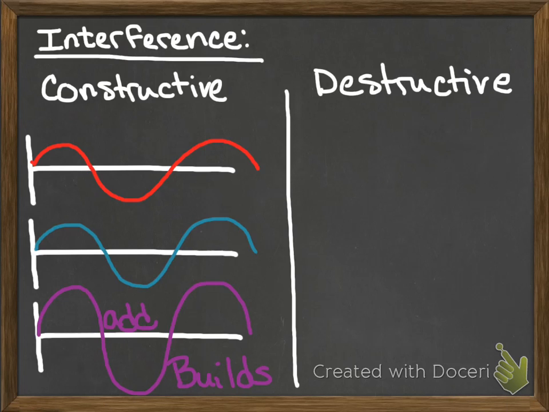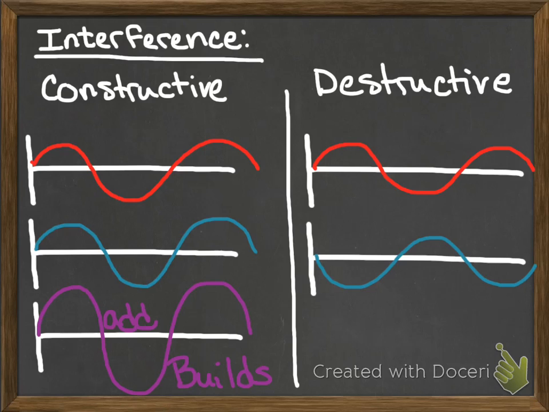Destructive interference is the opposite. If I have that same red wave, but now I have an opposite blue wave, what's going to happen when I add those together? The answer is they're going to cancel each other out. So you subtract the waves from one another.